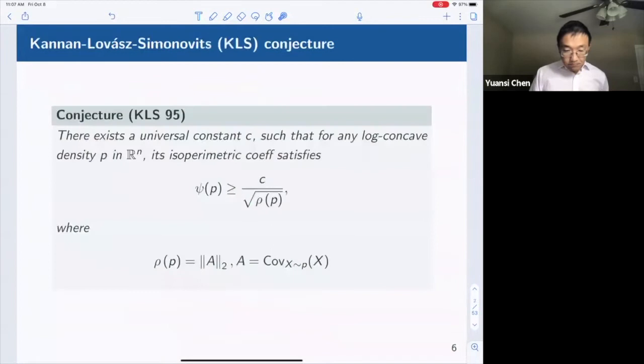So the KLS conjecture says, from Kannan-Lovász-Simonovits in 1995, that there exists a universal constant C. The important thing is that C does not depend on the ambient dimension n, so that you can lower bound the isoperimetric coefficient by a constant C divided by some normalization factor. Here the normalization factor is exactly the square root of the spectral norm of the covariance matrix. We'll explain why this is the normalization.